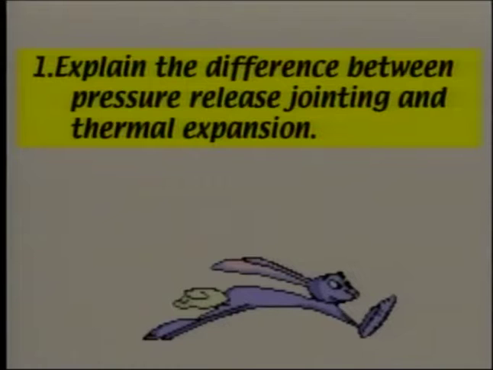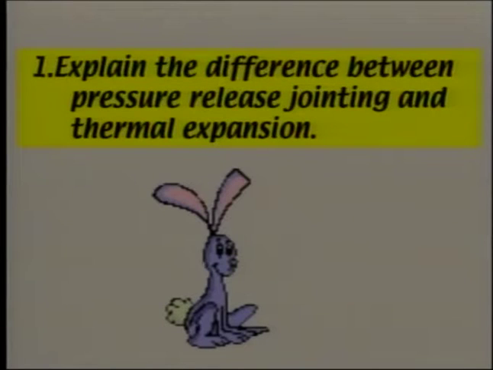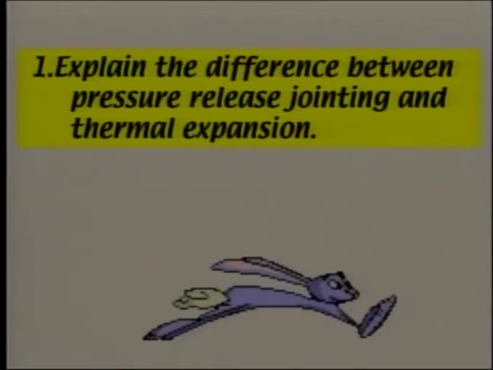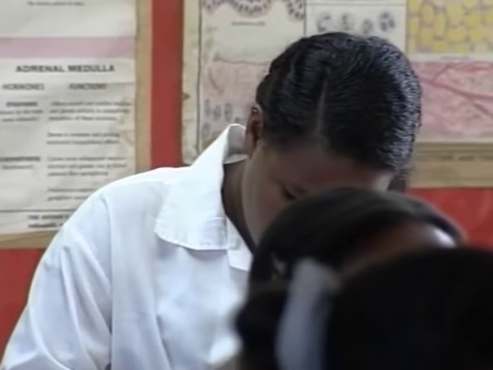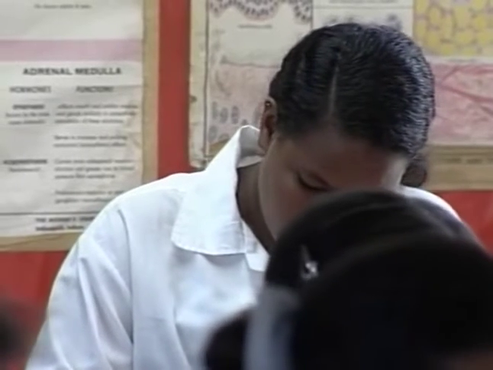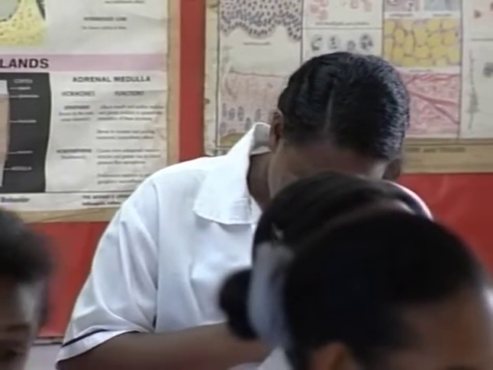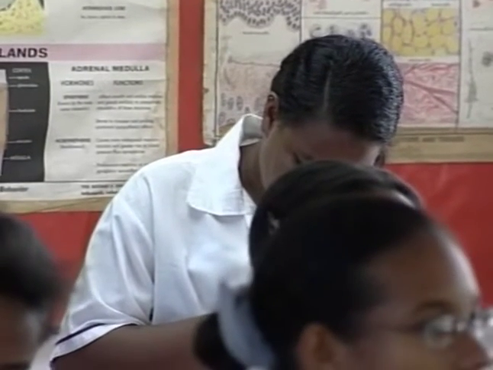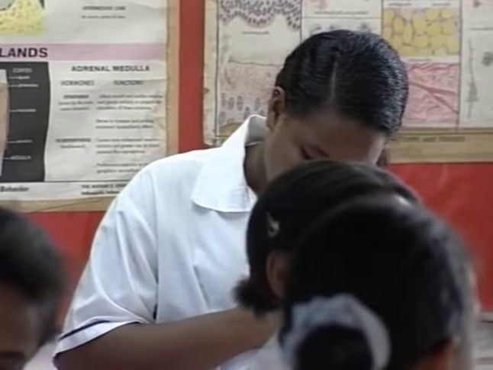To explain the difference between pressure release jointing and thermal expansion. Marian. Pressure release jointing is when the top rocks are removed by pressure, when the pressure is released and the rocks expand or crack. And thermal expansion is when the surface of the rocks expand during the day due to heat and contract at night because of the coldness.